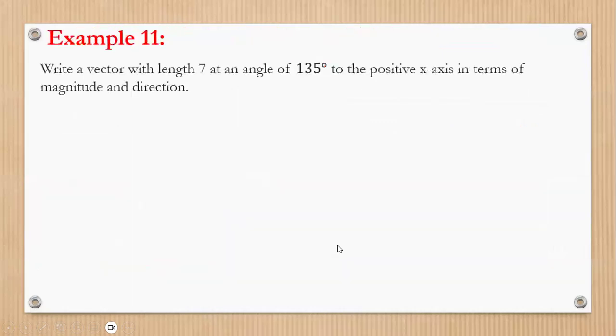Let's look at an example. It says write a vector with length 7, which means the magnitude is 7, and an angle of 135 degrees to the positive x-axis in terms of the magnitude and the direction. When it says the length is 7, it means the magnitude of this vector is 7. Now, if I want to write it in terms of the magnitude and direction, I know that I can rewrite a vector in this form: magnitude times cosine is the a, and magnitude times sine is b.